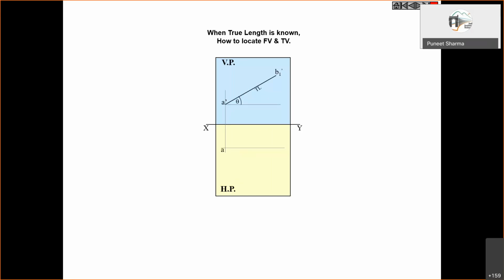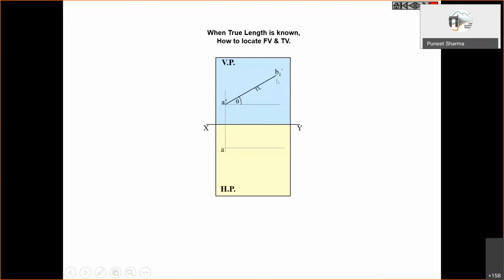So here we draw the front view. With this assumption, when we draw it, the distance of B dash from XY is known to us. Whatever distance the B dash will have in the final front view is now known to us. It will be the distance of this B1 dash from the XY. The same distance will be maintained. That is one thing known to us.